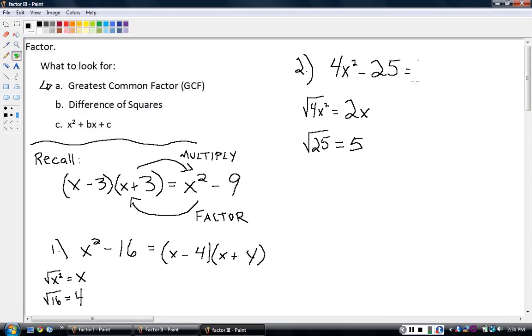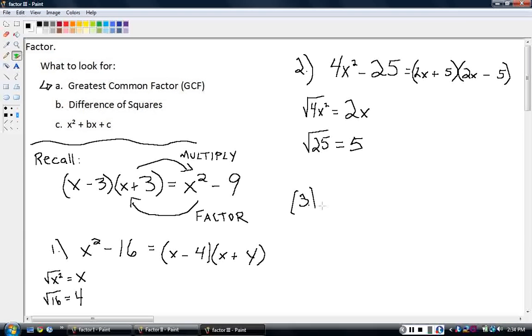It's going to factor as the product of two binomials. The first root goes here, 2x, and is repeated over here, 2x. The second root goes here, 5, and here, 5. One gets a plus, one gets a minus, and I'm done. That's it.